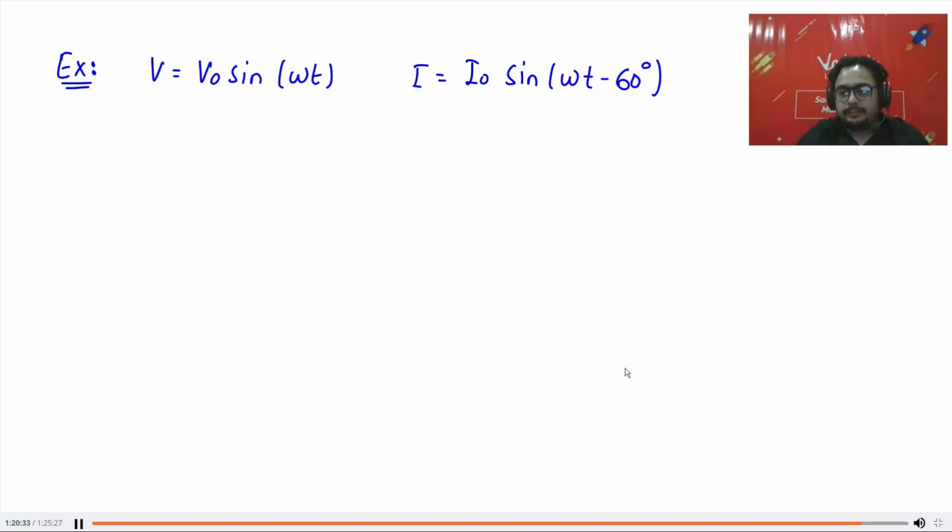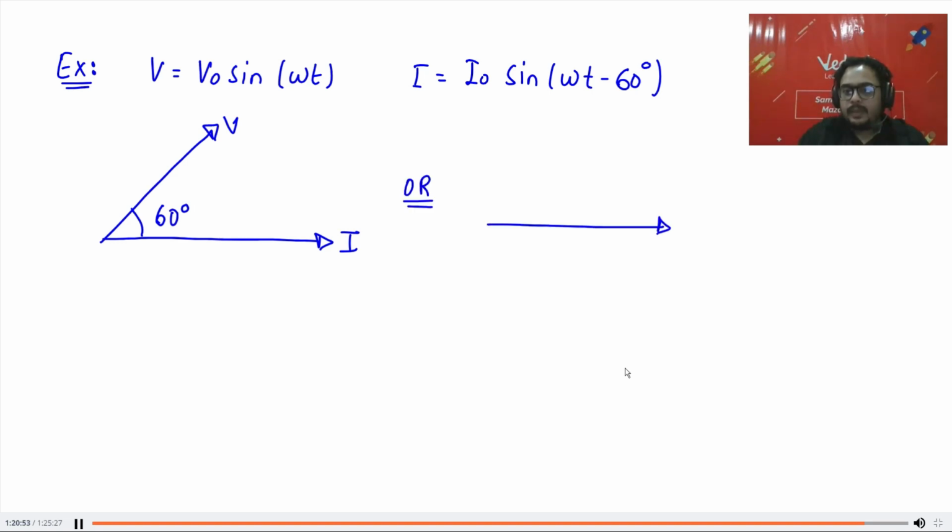Okay. So what do we make? How do we draw it? I will draw current like this, and I can draw voltage like this, and I can write this angle is 60 degree. Or I can draw voltage like this, I can draw current like this, and I can draw this 60 degree. It should be behind. Anti-clockwise is forward. So it should be behind by any means by 60 degree. Is that clear?